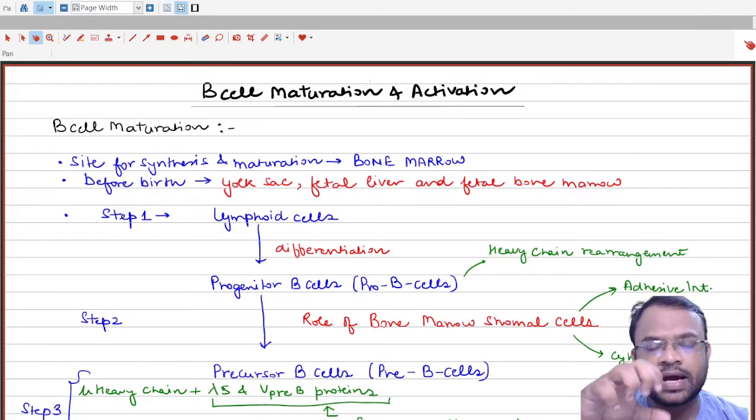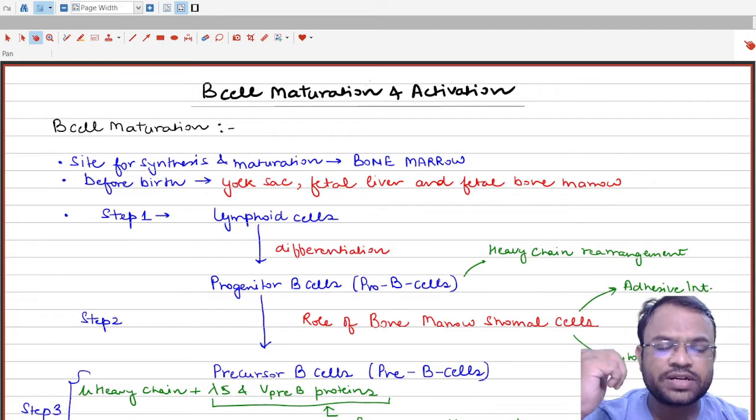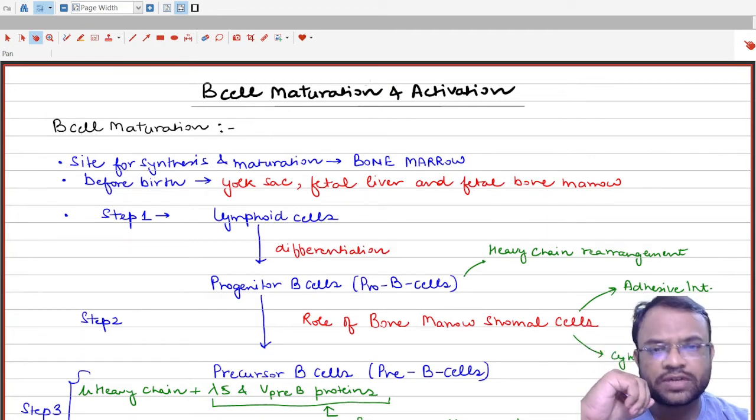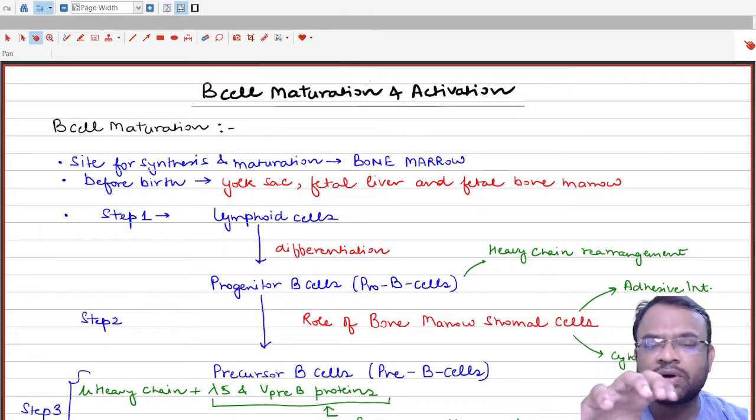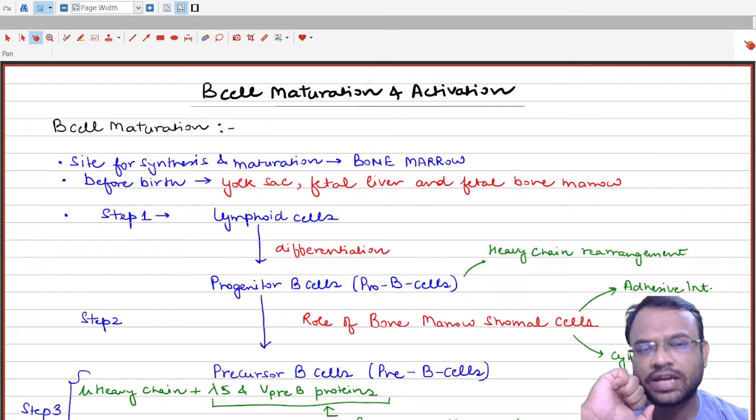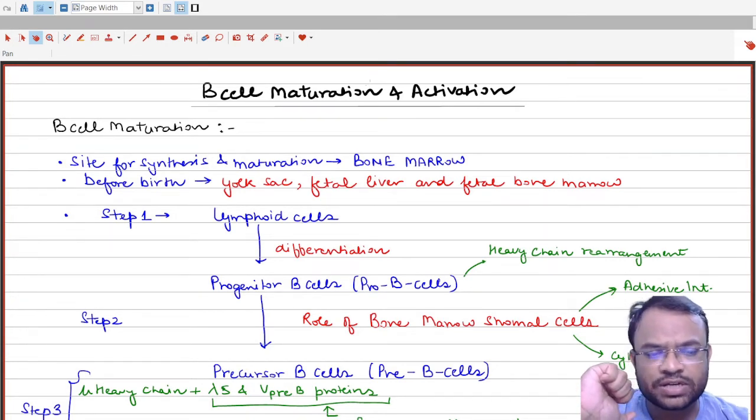And how does the maturation take place? Where does the synthesis of the B cell take place? We will be talking about all of those things, and this is an important topic if you talk about the CSIR NET or GATE biotechnology examinations. So without much ado, let us talk about this topic.